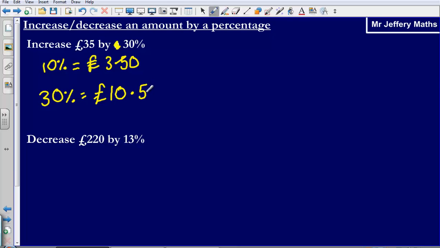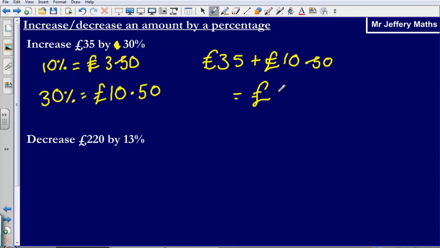And then because I'm being asked to increase £35 by this amount, I just need to add on the £10.50 to £35, and that's going to give me my answer. So £35 plus the £10.50, and that's going to give me an answer of £45 and 50p.